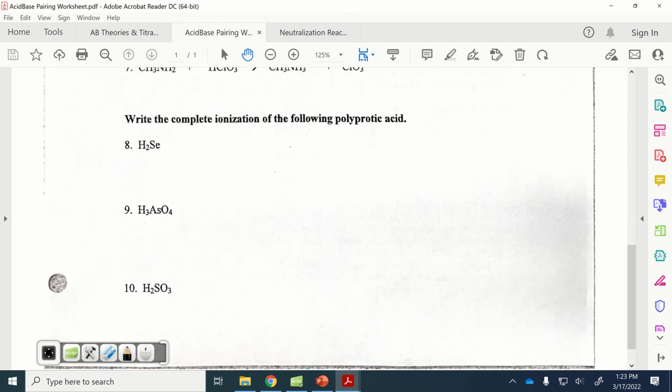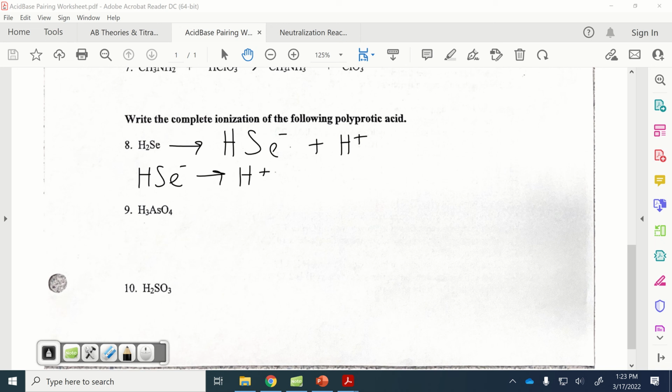Let's just do one of these real quick. This is the ionizations again of a polyprotic acid. If I said let's show the complete ionization of H2Se, we would do HSe minus plus H plus. Then I'd bring the HSe minus on down and do it one more time: H plus plus Se minus 2. There you go. That's an ionization.